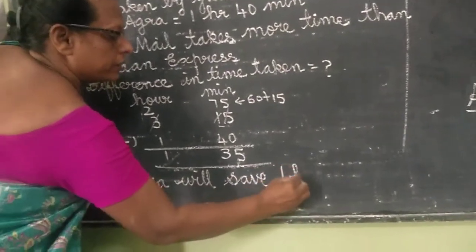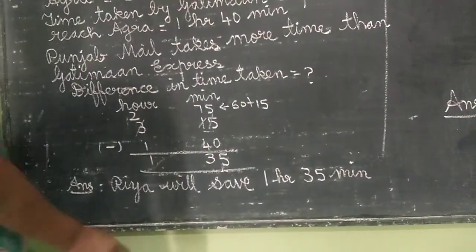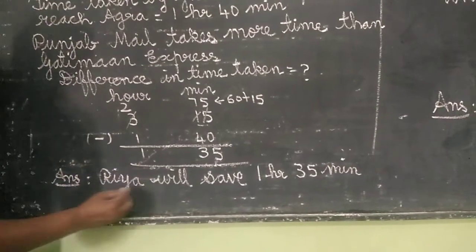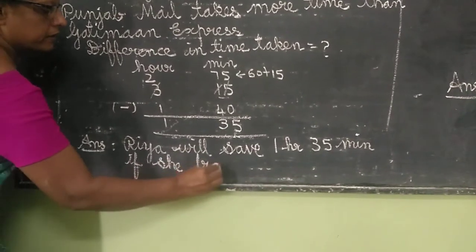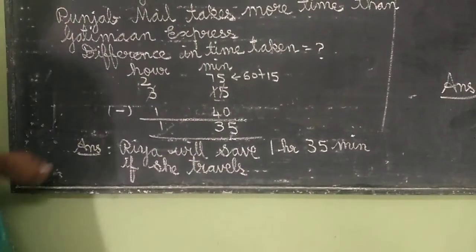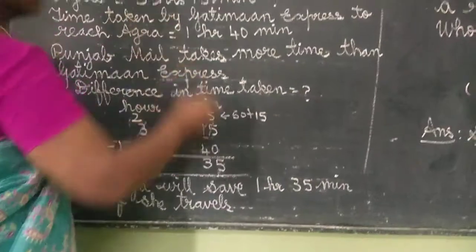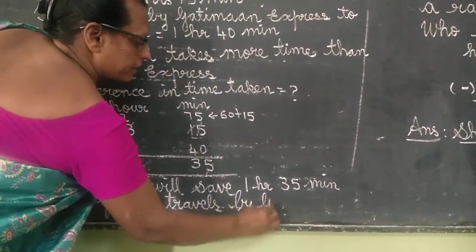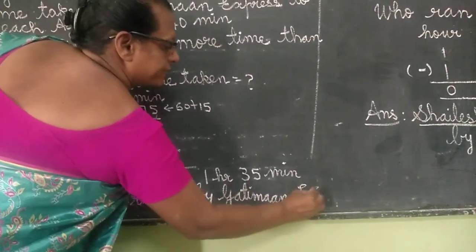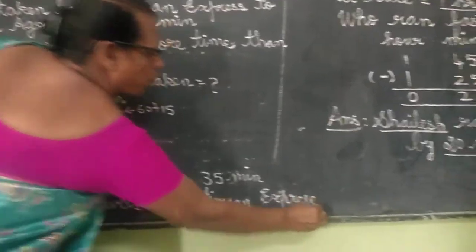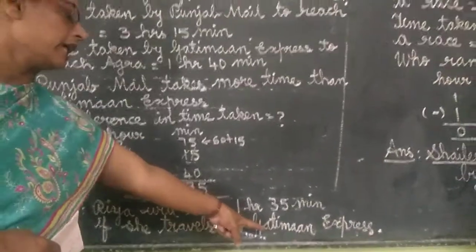Riya will save 1 hour 35 minutes if she travels by Gatiman Express. Understood, children? So she can save 1 hour 35 minutes if she travels by Gatiman Express.